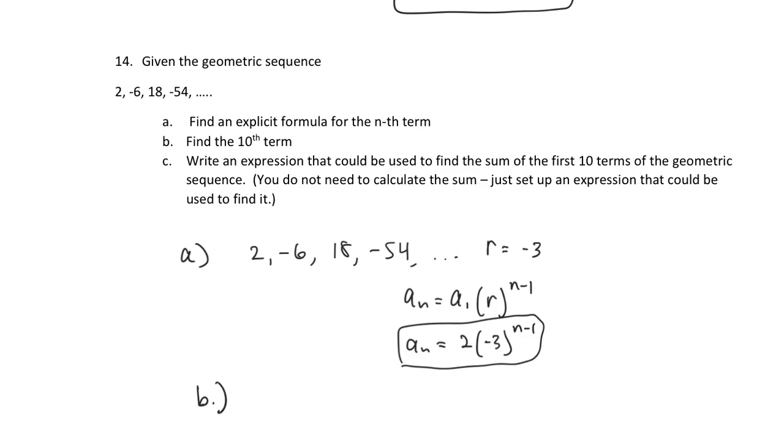For part B, the 10th term then would be a sub 10, 2 times negative 3 to the power of 10 minus 1. So let me just figure that out on a calculator. And that's negative 39,366.